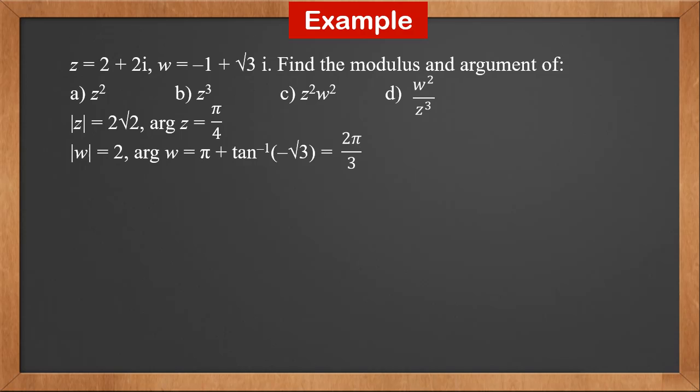When we multiply two complex numbers, we multiply their moduli and add their arguments. This is good for A, B, and C. When we divide two complex numbers, we divide their moduli and subtract their arguments. This is good for D.